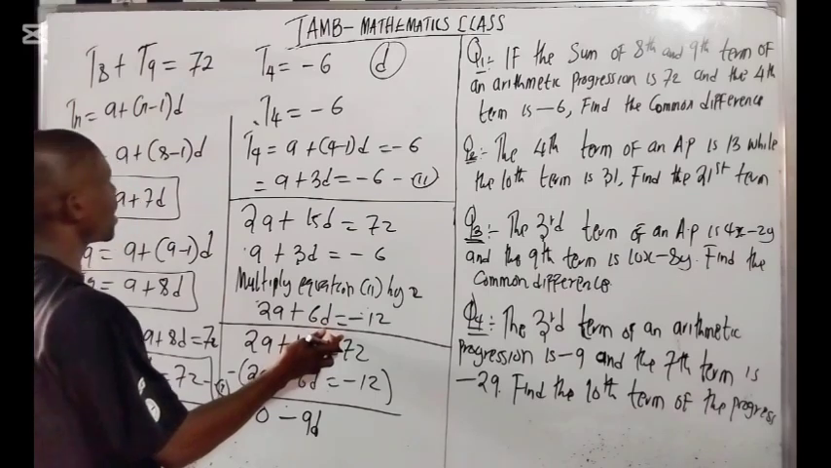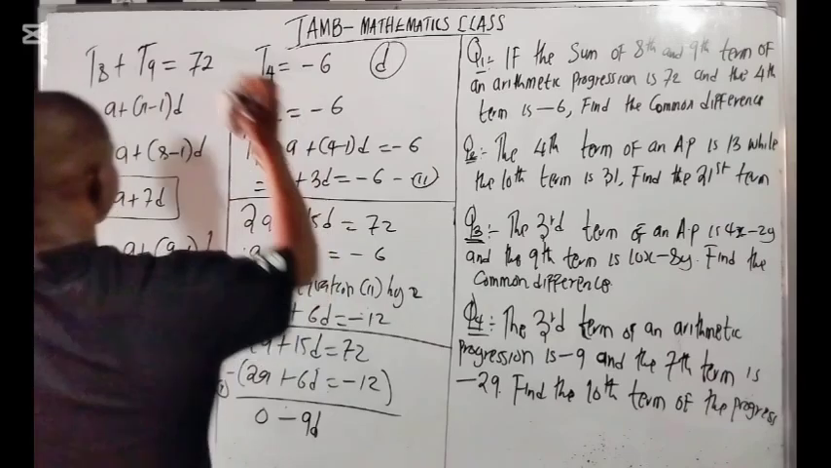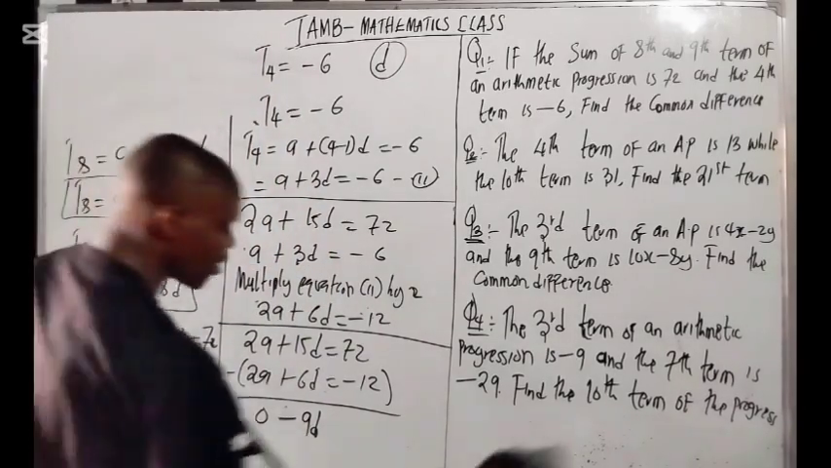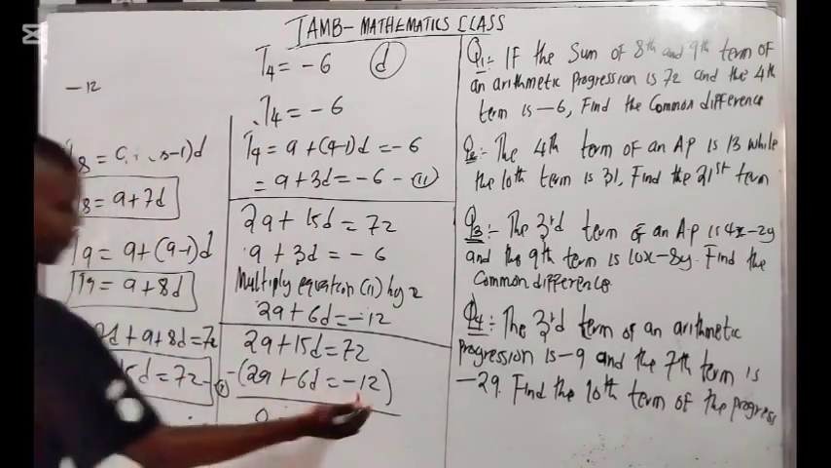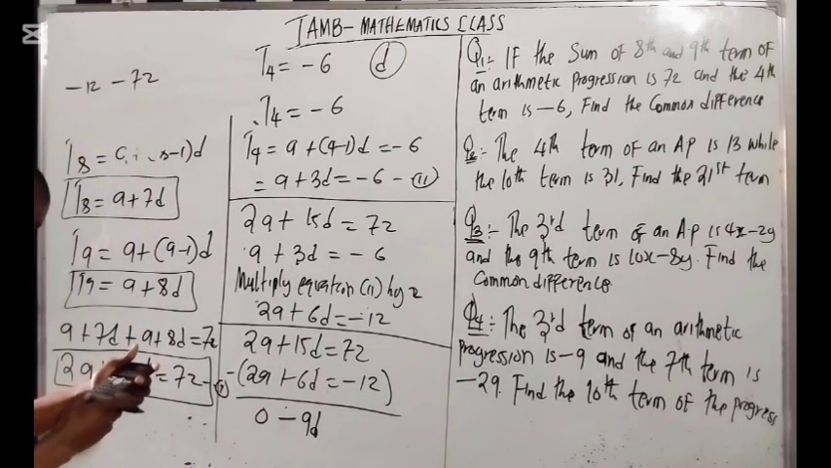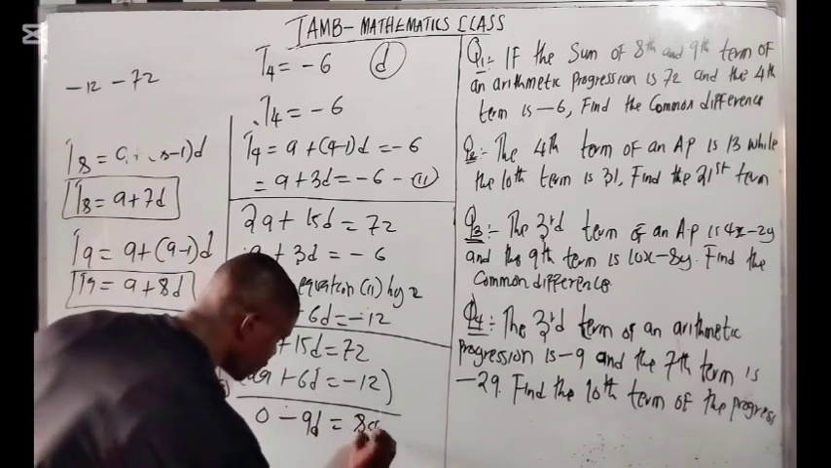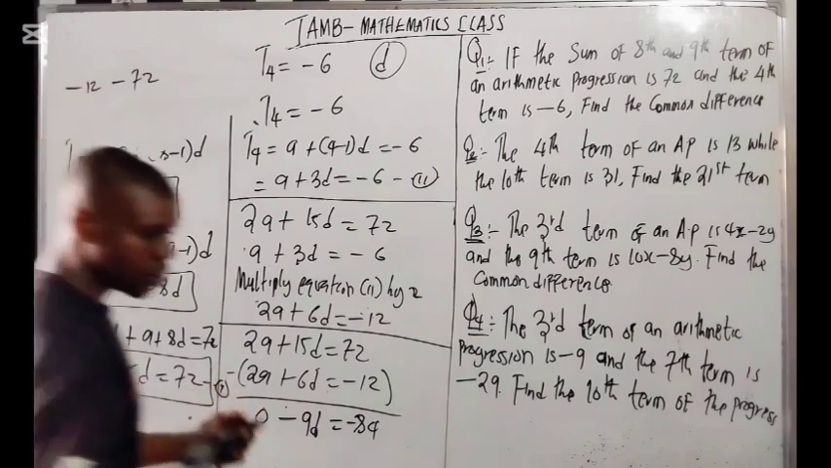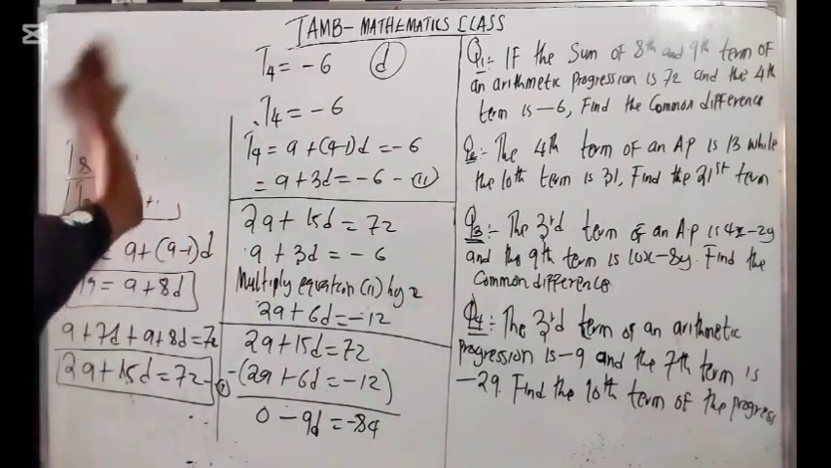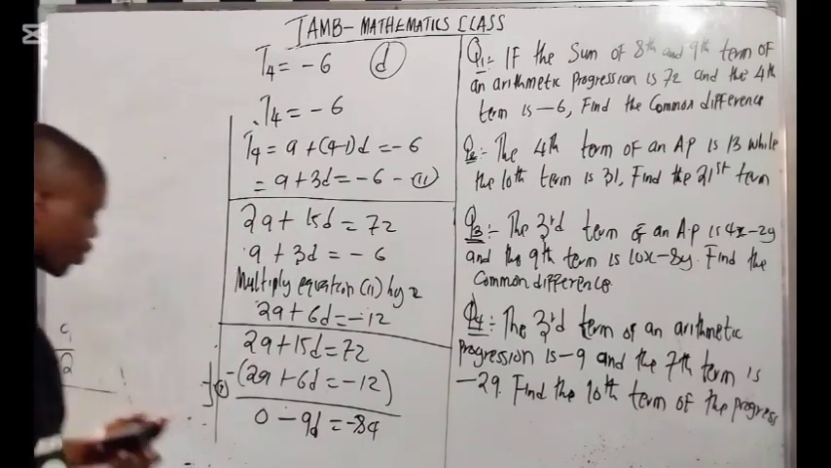So minus 12 minus 72. Okay, let me write this place here. So here we have minus 12. Remember, there's minus here. Minus 72, okay. So minus 12 minus 72 is what? 84. So you have minus 84, right? Minus 84. So let me write this piece out.